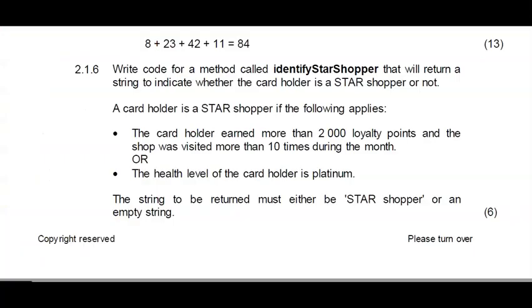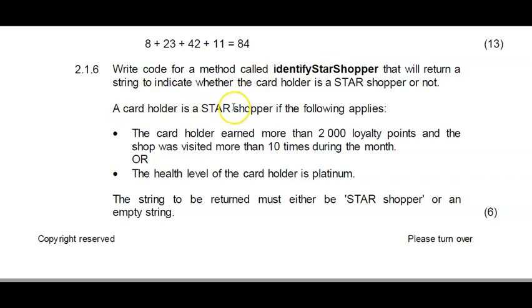We are now asked to write a method called identify star shopper that will return. I can immediately start coding this by writing function, because it's returning a value, identify star shopper, and then I have to check, do I have parameters or not? And then I also have to see what is the data type, but I often read the first part and then just start my function.